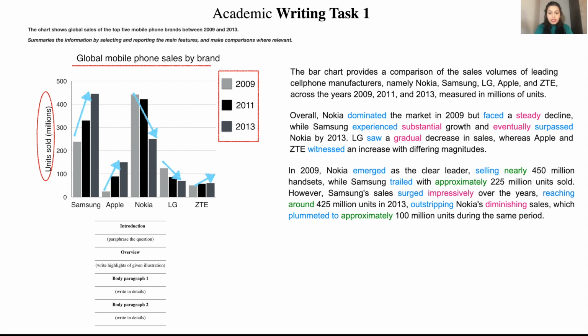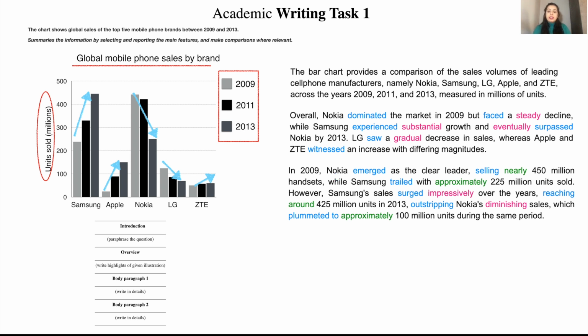Okay. Now you might be wondering why I haven't used Apple, LG and ZTE here if I'm talking about 2009, right? This could also be a way you might have done it: you choose 2009 first and talk about all the companies there. But if I did that, it would be incoherent. There would be no logical linking in my report. If I have mentioned Nokia and Samsung in the very beginning, then obviously I have to give details of Nokia and Samsung here.